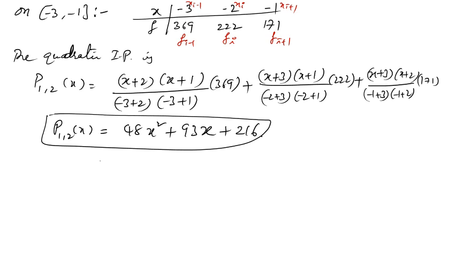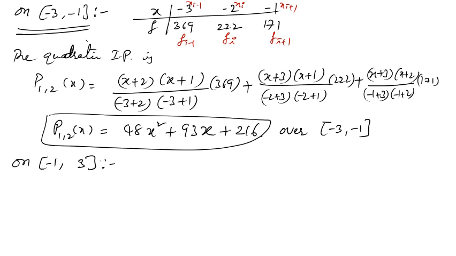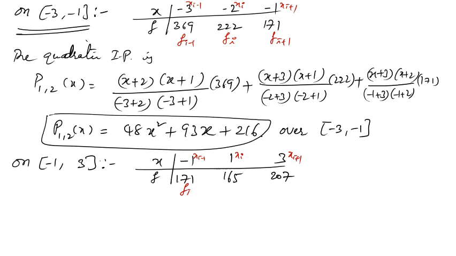This is the first quadratic polynomial over what interval? Minus 3 minus 1. Now next one on what interval? Minus 1 comma 3. What is the data here? X versus f: minus 1, 1, 3, and corresponding f values 171, 165, 207. This is xi minus 1, this is xi, and this is xi plus 1, this is fi minus 1, this is fi, and this is fi plus 1.